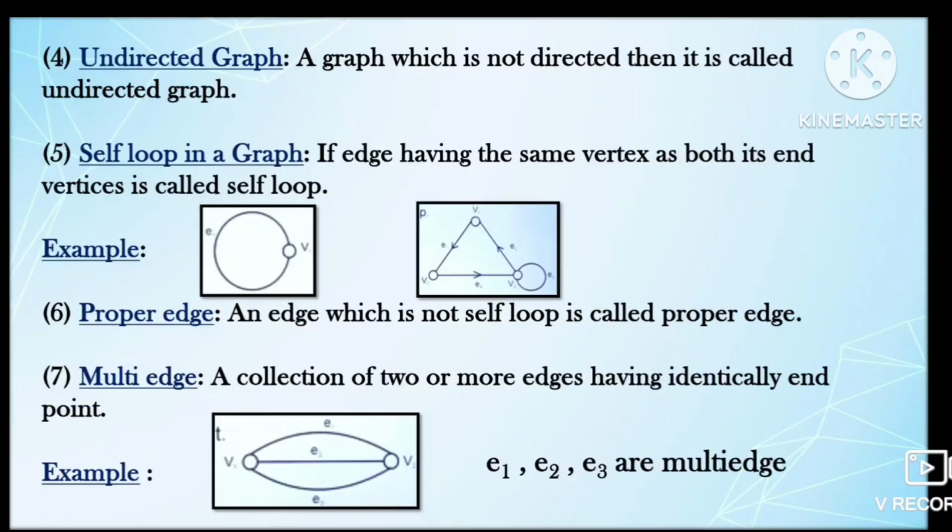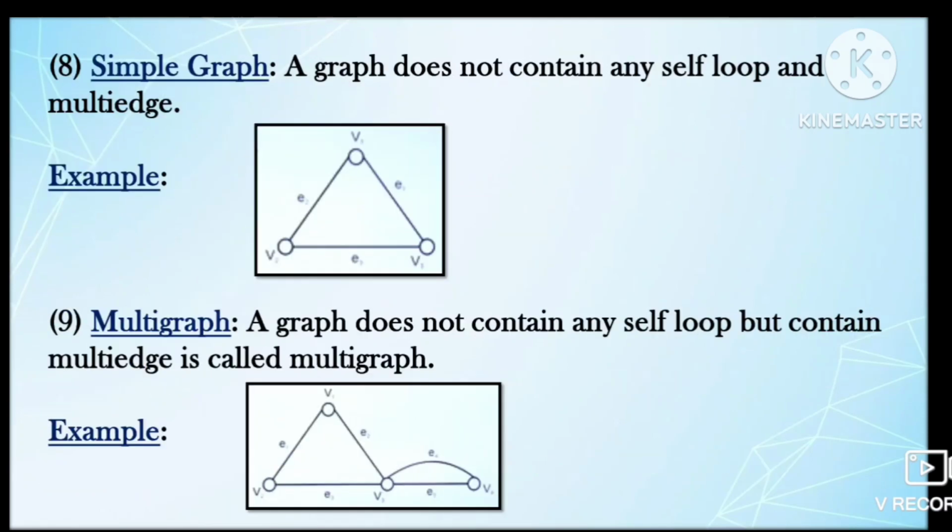As I have told earlier, a self loop is shown by a vertex and an edge starting from that vertex only and ending on the same vertex. And for multi-edge you can see that we have two vertices and they are joined by multiple edges. So in the simple graph there is no self loop and no multi-edge, so it is called a simple graph. Now ninth is the multi-graph.